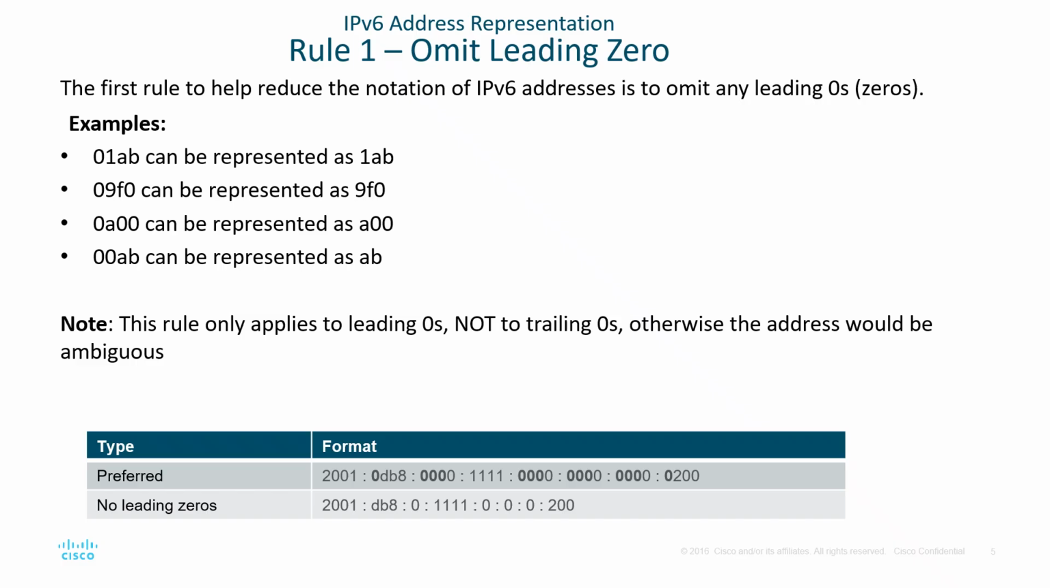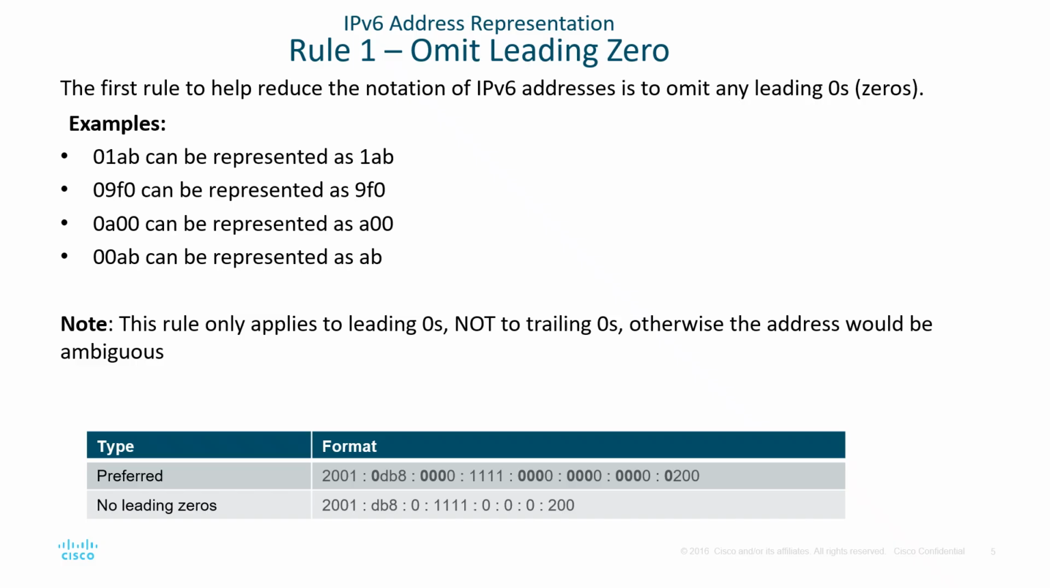Be careful. This rule only applies to leading zeros, not trailing zeros. If I were to change anything after the 9F0, I change the value of that number. Or A00, if I change anything after that, then I am changing the value of that number. So only leading zeros. Down below, you see the preferred method, which is all of the hexadecimal digits written out, and then your first rule for compression.